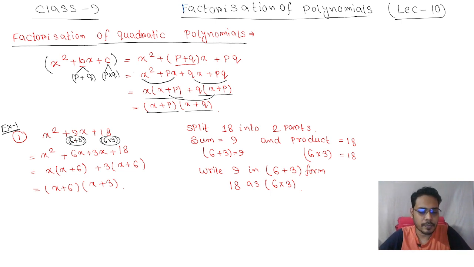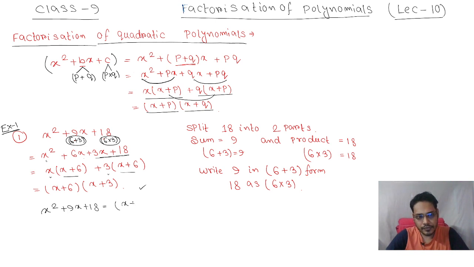So here x square plus 6x plus 3x plus 18. So from the first two parts, take x common. If you take x common, x plus 6 is the remainder. Here if you take 3 common from these two, x plus 6 is also there. So x plus 6 is common. So here x is left, so x plus 3. So that means we can say x square plus 9x plus 18 will be equal to x plus 6 multiplied by x plus 3.